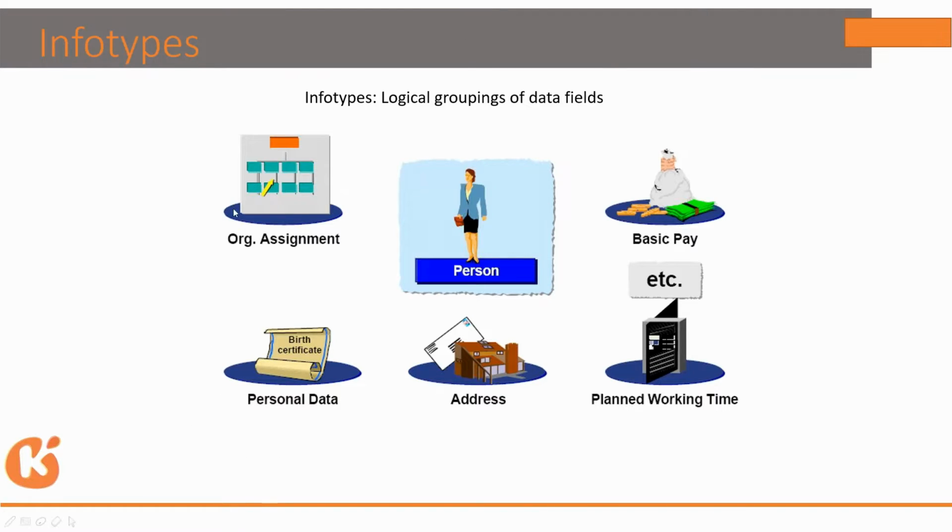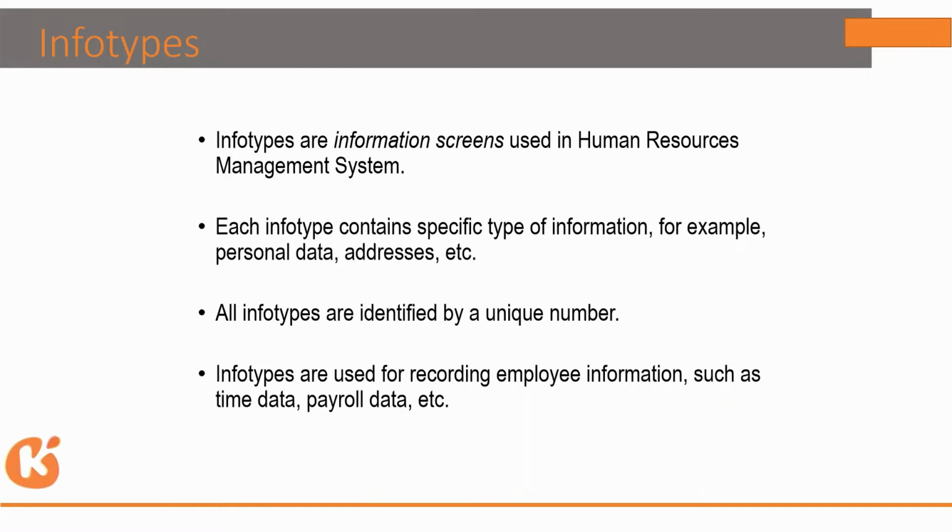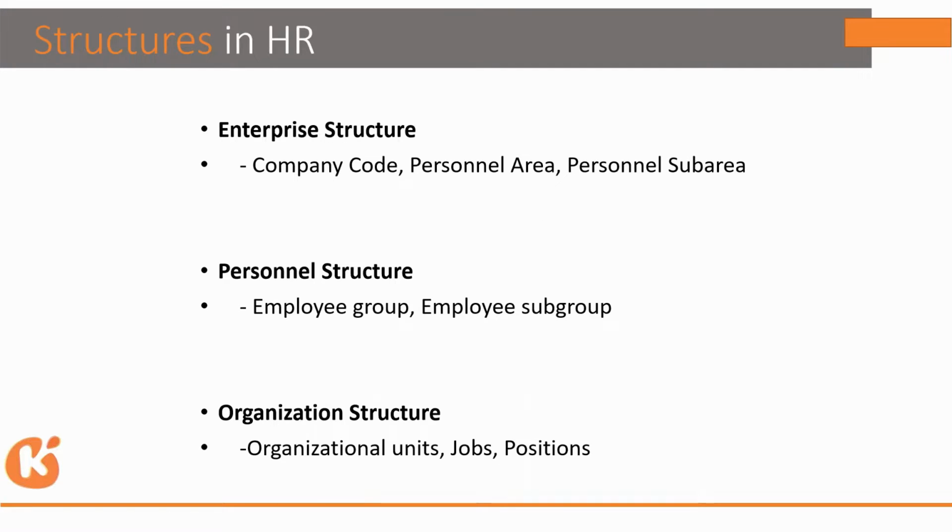So info type we have already discussed, like for example, your organization unit, basic pay, personal data, address, and planned working time, correct? So this is where you can see all the info types. How you can see the info type, that also I have shown you. So here you can see the structure in HR: enterprise structure, personal structure, and organization structure. Enterprise structure consists of four things: company, company code, personal area, and personal sub area.